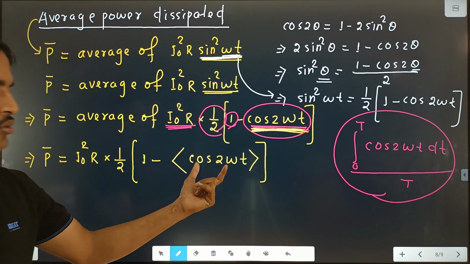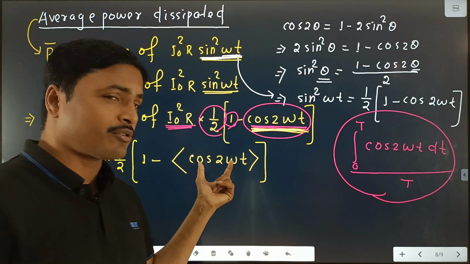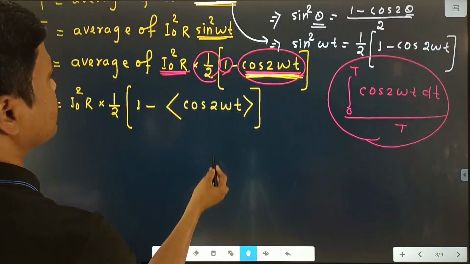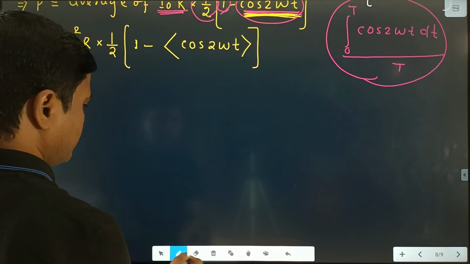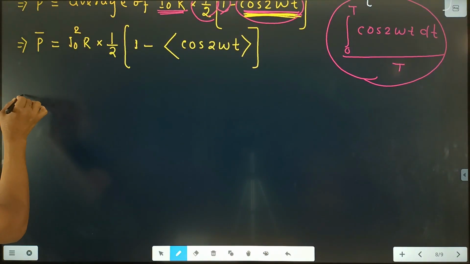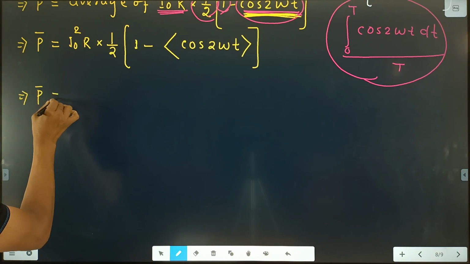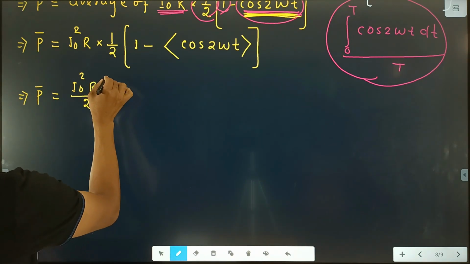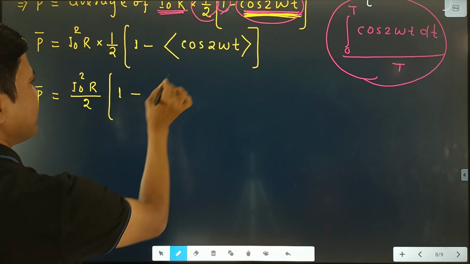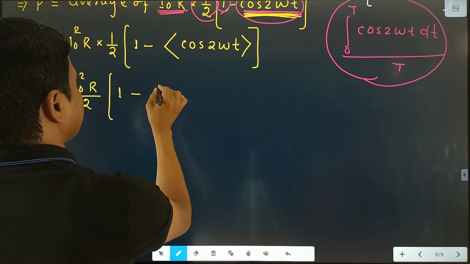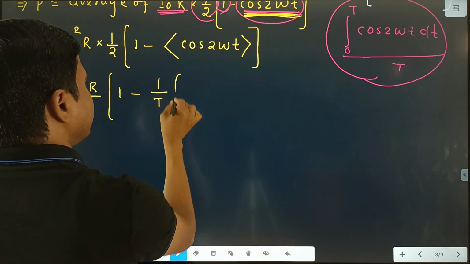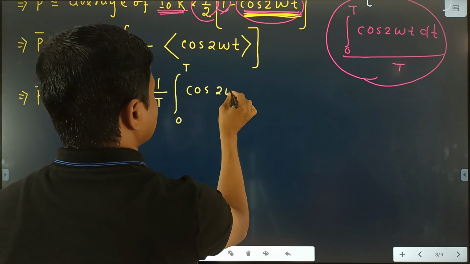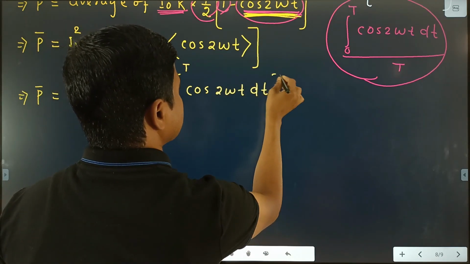This is the average value of cos 2 omega t, so in place of the average value of cos 2 omega t we put this equation. Clear? So the equation becomes: average power consumed is equal to I0 square R divided by 2 multiplied by 1 minus, in place of this we write this one, 1 by T integration from 0 to T cos twice omega t dt.